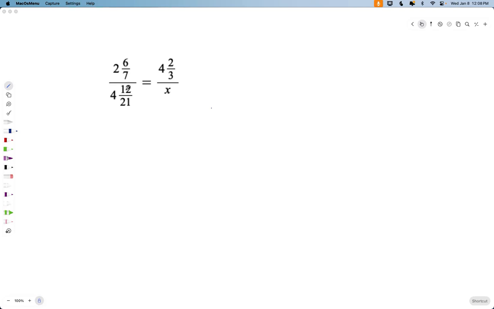So remember when I said you don't necessarily have to multiply everything, right? That's very true. So 84 plus 12, that's 96. So we'll rewrite that as 96 over 21. And then this is 7 times 2 is 14 plus 6 is going to be 20 over 7. 3 times 4 is 12, 13, 14 over 3. And then we have x over 1.